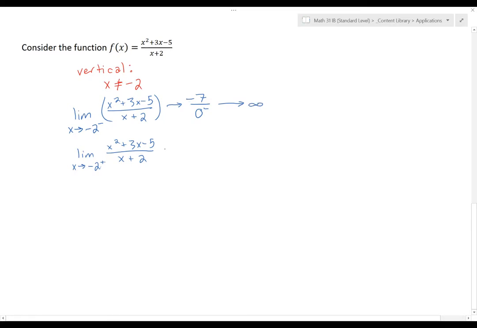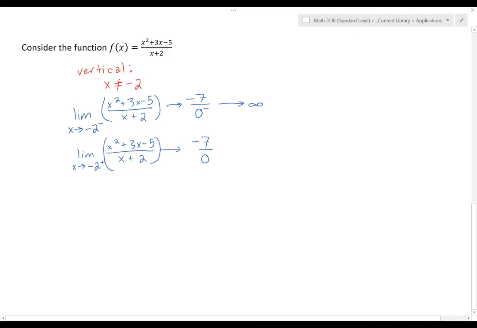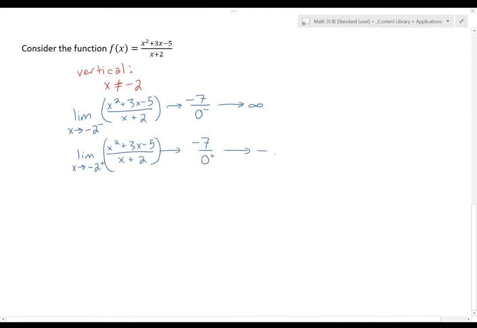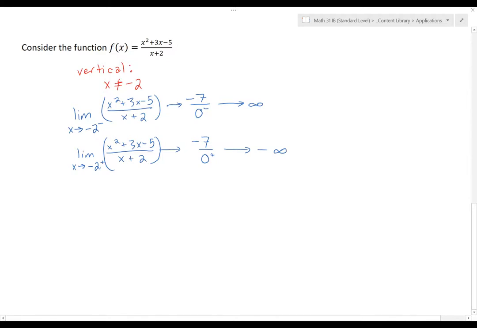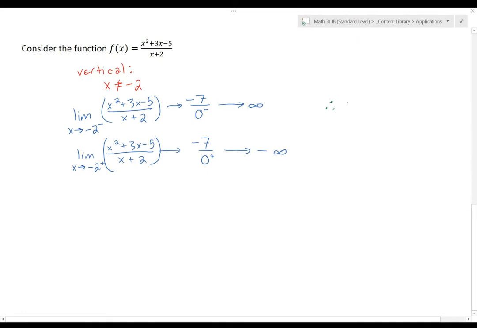If I then consider what's happening from the other side, my numerator is still going to be negative 7. My denominator is now going to approach 0, but this time it's going to be slightly positive, which means this one is going to go towards negative infinity. Because these involve infinity, that means I do have a vertical asymptote.